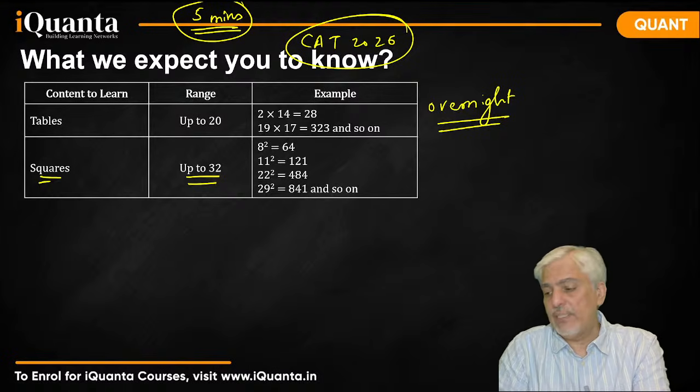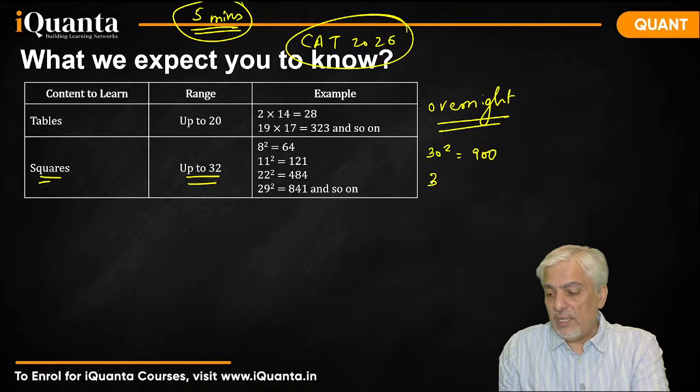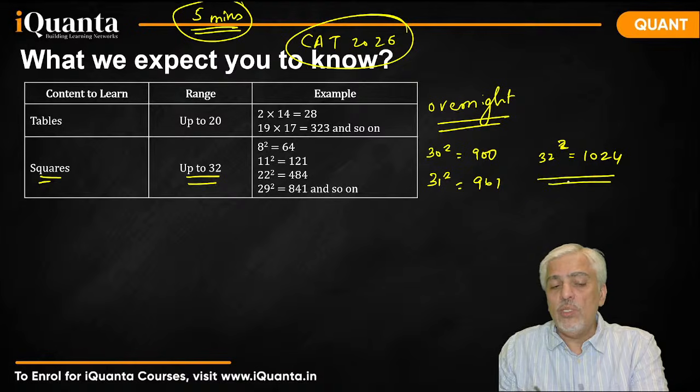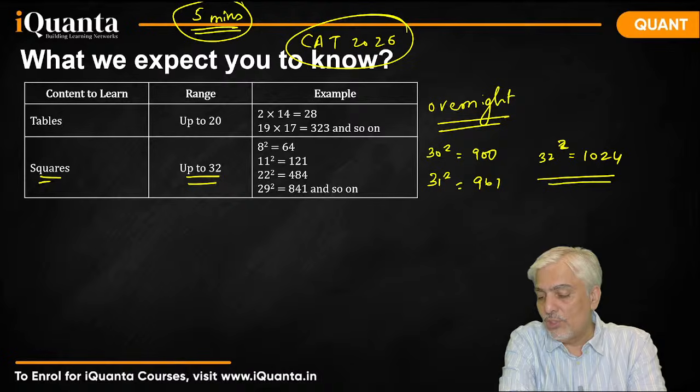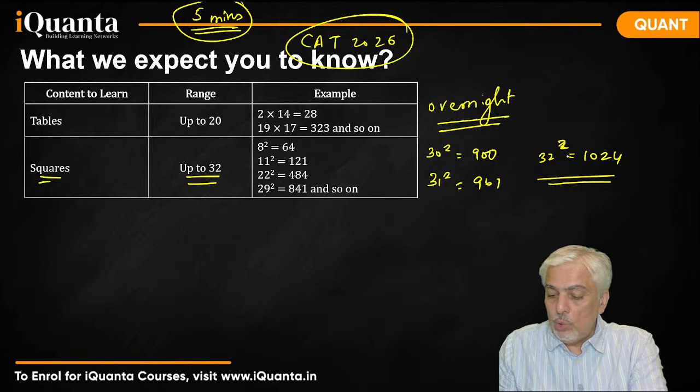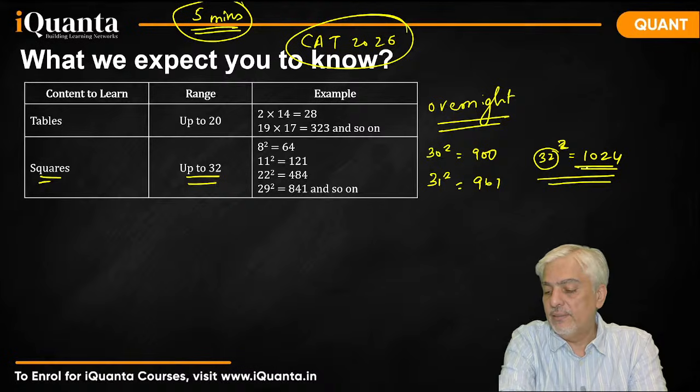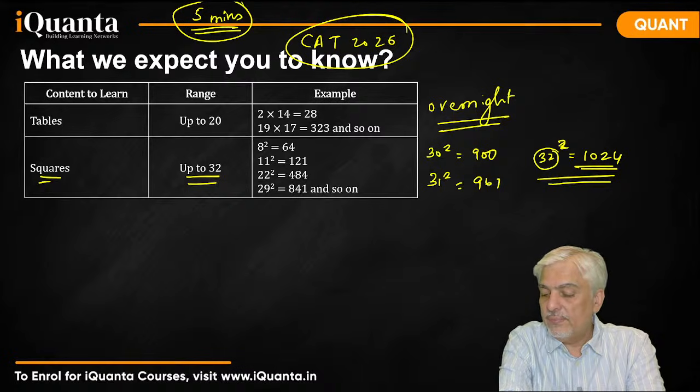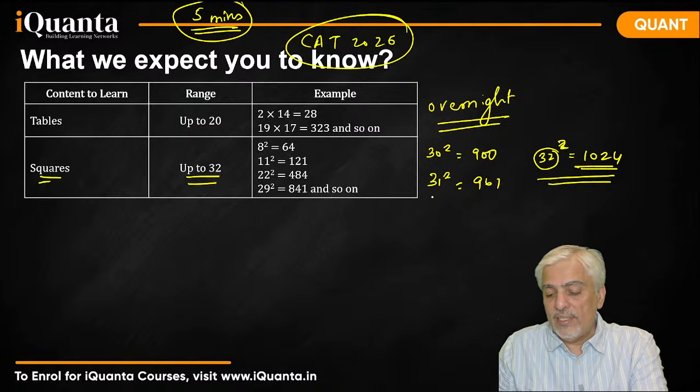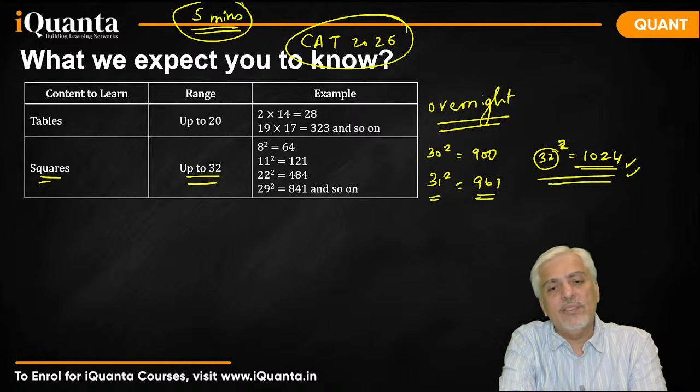Okay, why 32? Let me explain to you. Nobody said anything in the chat, so people are slightly lost. What is 30 square? Everybody knows 900. 31 square is 961. And 32 square is 1024. So 32 is the first number, no, it's not my lucky number, where a 2-digit number ka square becomes a 4-digit number. Okay? 31 tak, the square is a 3-digit number, and 32 pe it becomes a 4-digit number. So that's the only reason.